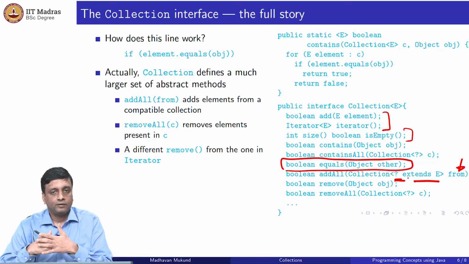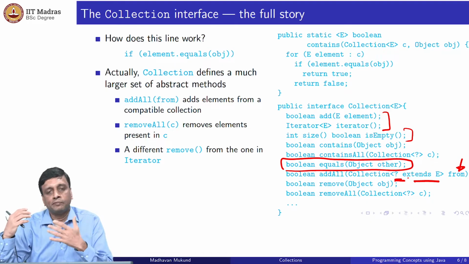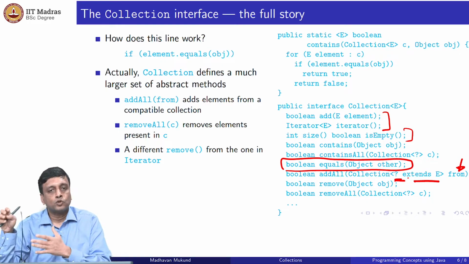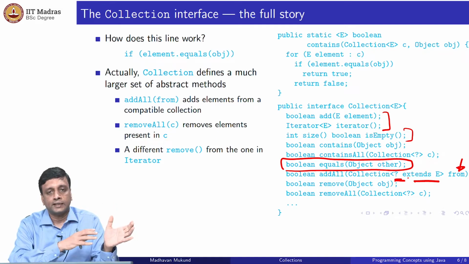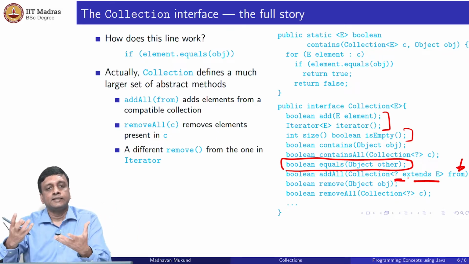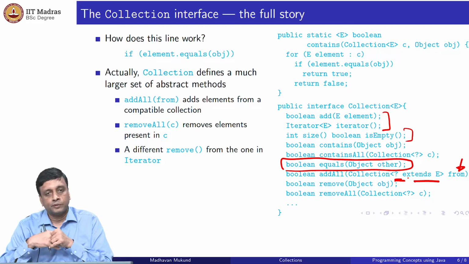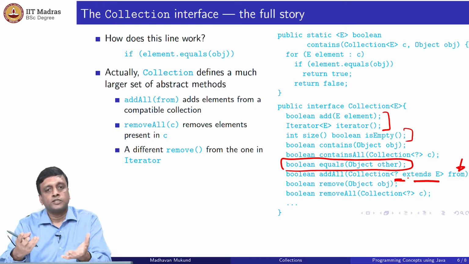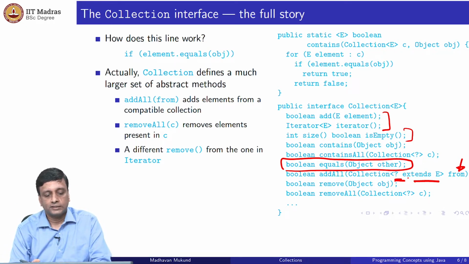It must be a subtype, only then can this type. So, remember we did array copy also, we said that the source type must be a subtype of the target type. So, here this collection is receiving collections from the other one. So, this is the target. So, the source type must be a subtype of this. So, that is what it says.